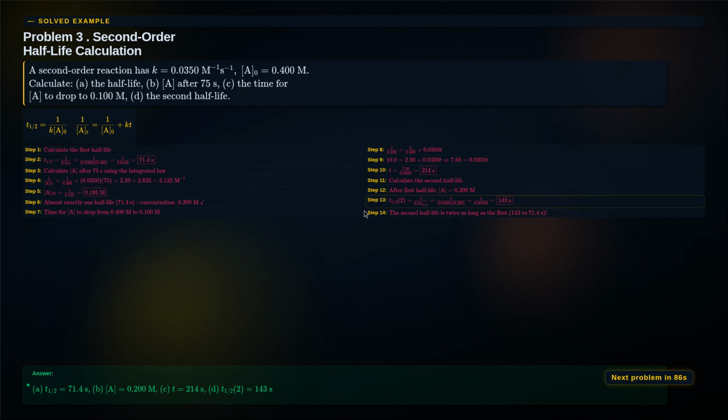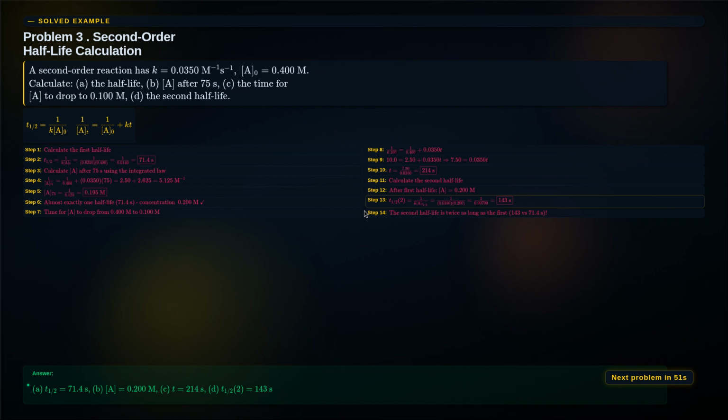Step 3. Time for A to drop from 0.400 to 0.100 molar. 1 over 0.100 equals 1 over 0.400 plus 0.0350 T. 10.0 equals 2.50 plus 0.0350 T. So 7.50 equals 0.0350 T, giving T equals 214 seconds.